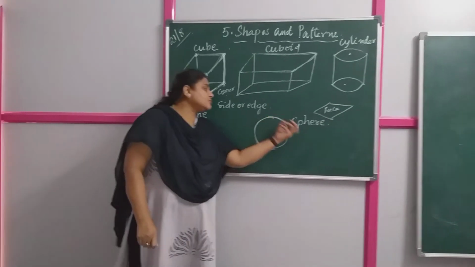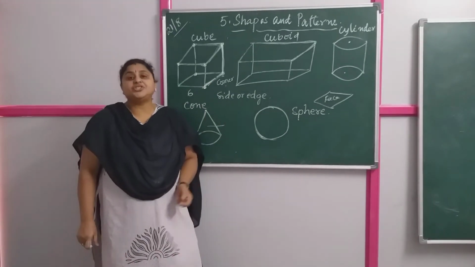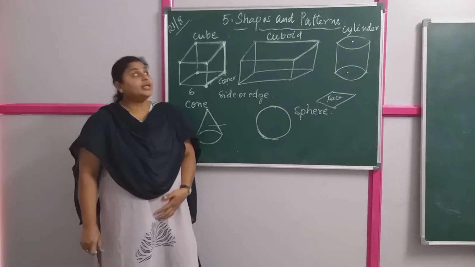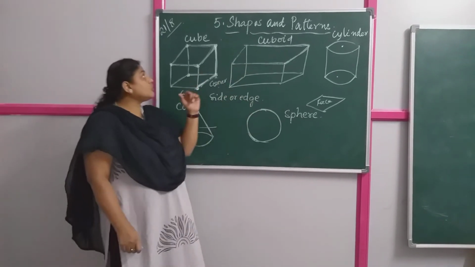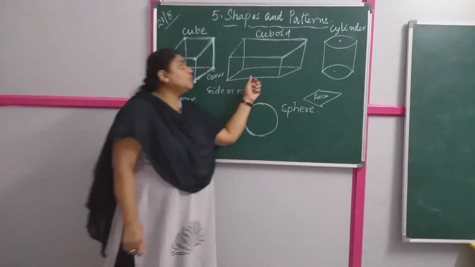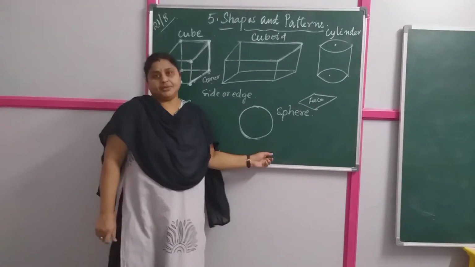And sphere has only the curved surface. There are no corners, there are no edges for the sphere. Got it? So this is about your solid shapes. So what are those solid shapes? Cube, cuboid, cylinder, cone and sphere.